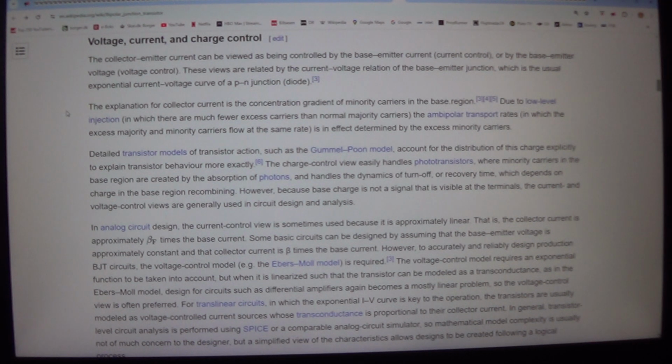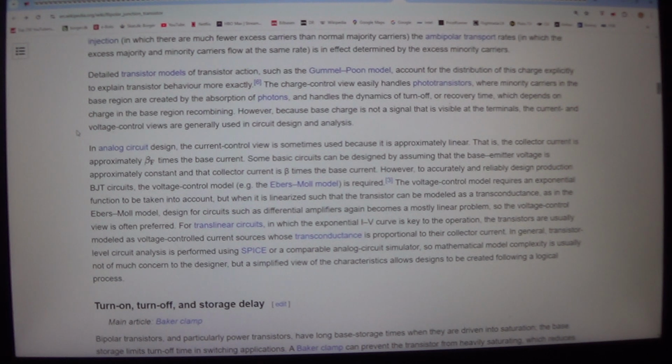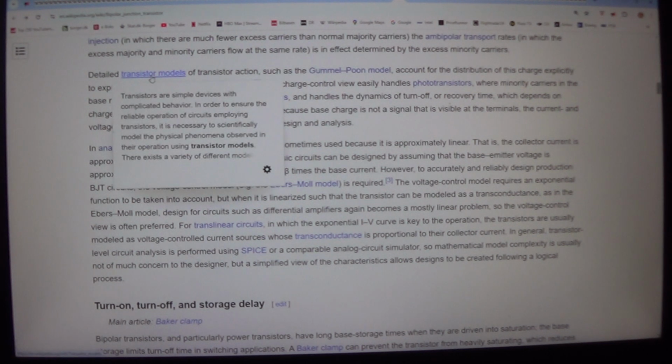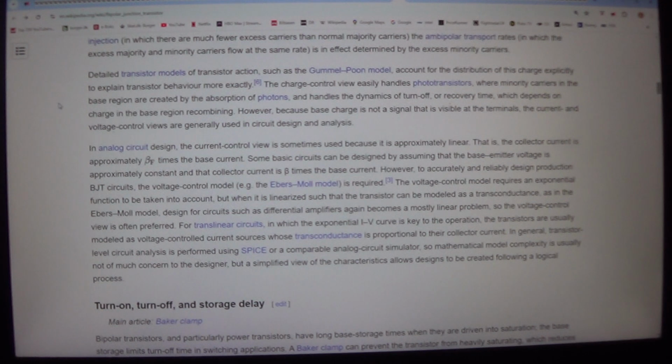Due to low-level injection, in which there are much fewer excess carriers than normal majority carriers, the ambipolar transport rates, in which the excess majority and minority carriers flow at the same rate, is in effect determined by the excess minority carriers. Detailed transistor models of transistor action, such as the Gummel-Poon model, account for the distribution of this charge explicitly to explain transistor behavior more exactly.